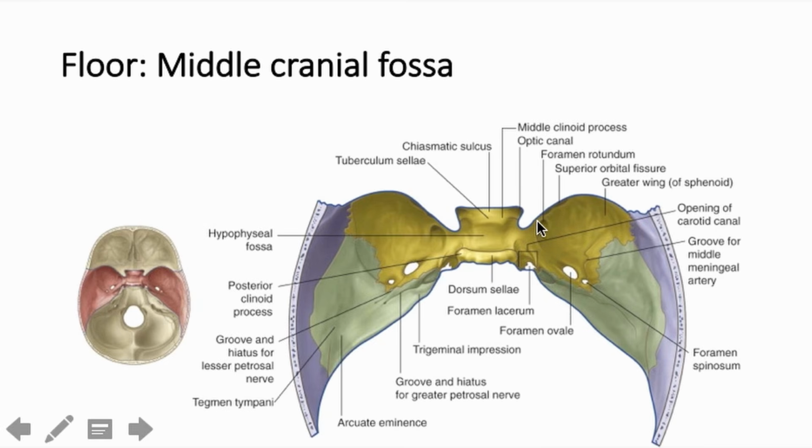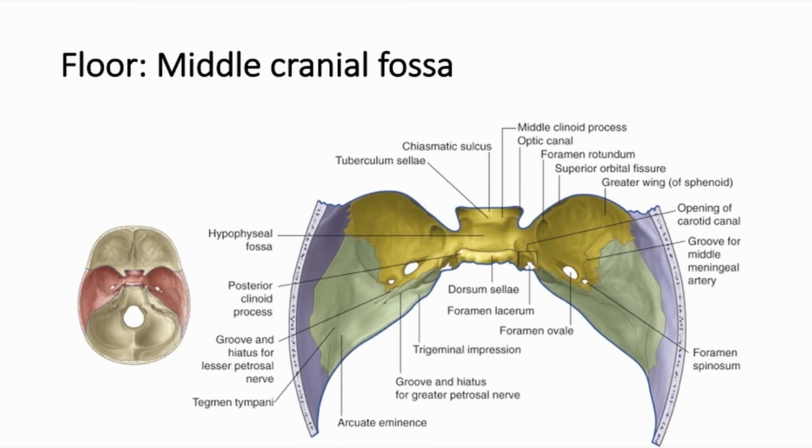The foramen rotundum is located right here. Then we have the foramen ovale, an oval-shaped hole. The mandibular portion of the trigeminal nerve goes through there, as well as the accessory meningeal artery, and occasionally the lesser petrosal nerve will travel through here as well.